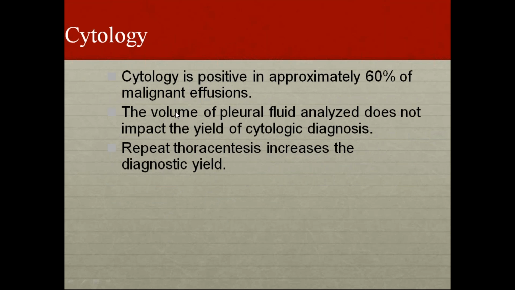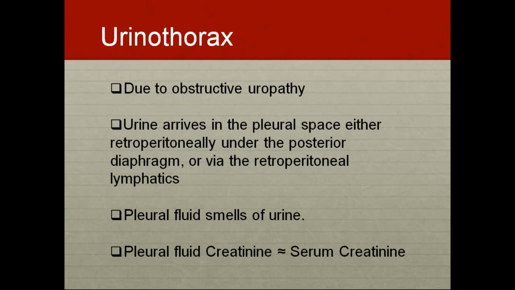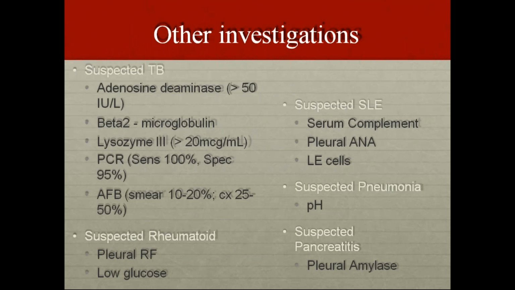So, cytology, the cell findings in the pleural effusion. Cytology is positive in approximately 60% of malignant effusions. The volume of pleural fluid analyzed does not impact the yield of the cytological diagnosis. Repeat thoracocentesis increases the diagnostic yield. As I already said, pneumothorax is sometimes seen but it's very rare. In obstructive uropathy it can occur, but it's not that important.